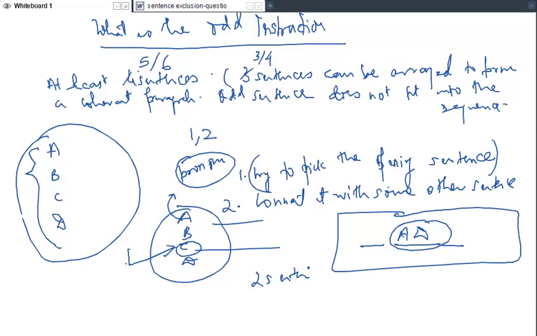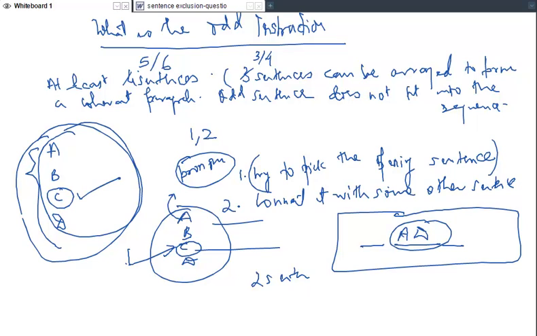So the idea is simple. The idea is that either you take it as a theta PJ and try to form a coherent paragraph. Now you should not worry much about the order of the paragraph. I mean, for example, if you say that A, B, C, D, one of them is an odd sentence, and you know that C is definitely an odd sentence.